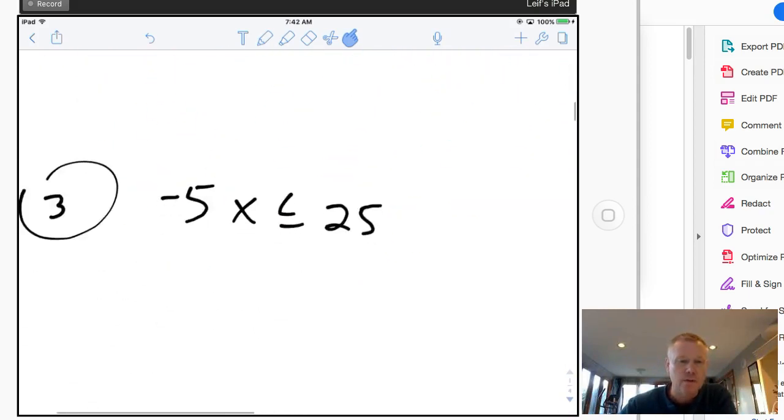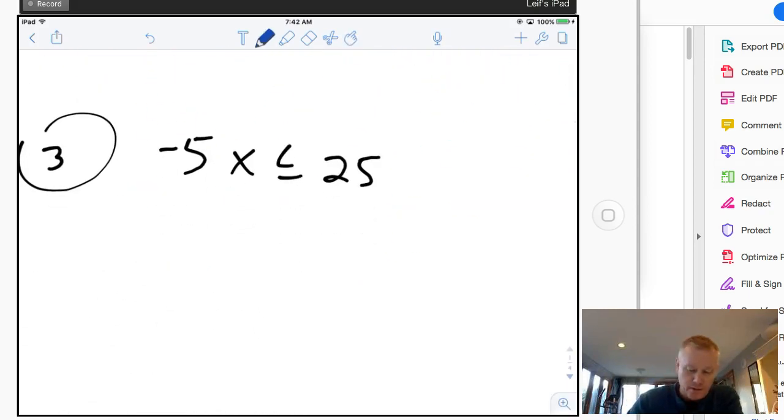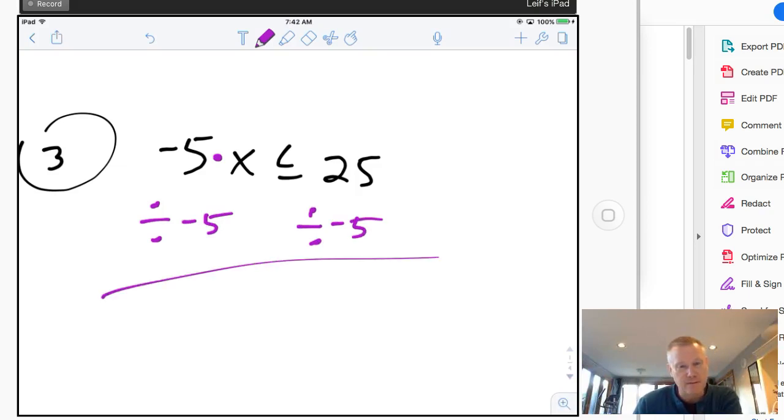All right, next one. Negative 5 divided by, oh sorry, it's saying what I should do before I've even gotten there. Negative 5x is less than or equal to 25. So this is connected by multiplication. There's implied multiplication there, which means I'm going to do the opposite of multiplying by negative 5, which is divide by negative 5. 25 divided by negative 5 is negative 5. Now, these cancel. Negative 5 divided by negative 5 is 1. So I got 1x, which is the same as x.